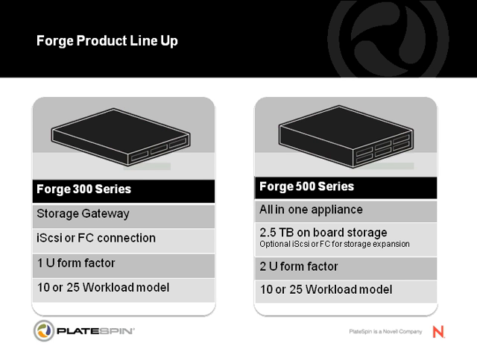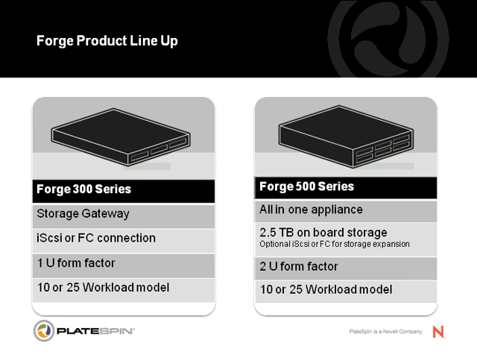Now the 500 series is really the all-in-one appliance. It's got 2.5 terabytes of onboard storage. You also have the option of iSCSI or fiber channel if you want to expand the amount of storage available. This comes in a 2U form factor, and again, in either the 10 or 15 workload model.